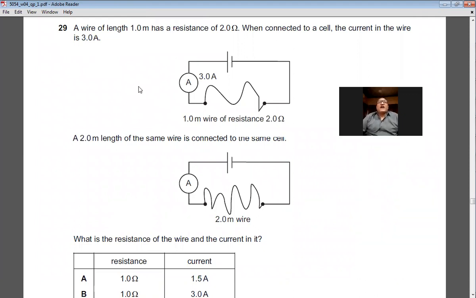A wire of length 1 meter has a resistance of 2 ohm. When connected to a cell, the current in the wire is 3 ampere. A 2 meter length of the same wire is connected to the same cell. What is the resistance of the wire and the current in it? When the 1 meter resistance is 2 ohm, when you double the length, the resistance will also double. So the resistance of the wire should become 4 ohm. And when the resistance doubles, the current coming from the battery should become half. Before there was 3 ampere current, now there will be only 1.5 ampere current.